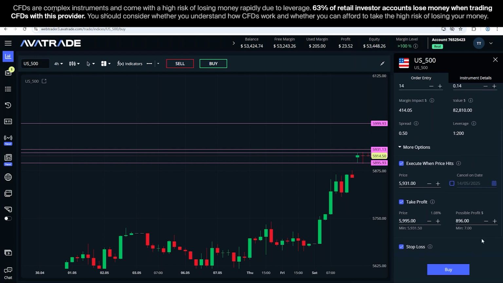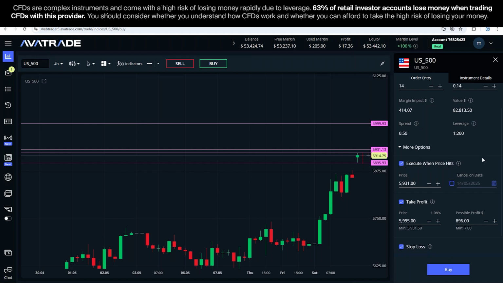Okay, and it makes sense from a technical perspective with nice support levels below. It makes sense from a fundamental perspective, perhaps as well, but this will only trigger, this will only be a trade if it breaks through the resistance and hits my entry price. It has to establish an uptrend first, because this is a pending order.